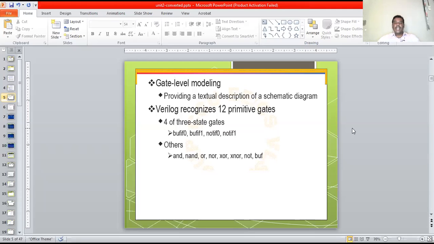Generally, how many primitive gates does Verilog recognize here? It recognizes 12 primitive gates. Okay, students, this is one of the 2-mark questions asked in university examinations: how many primitive gates can be recognized? It has 12 primitive gates, and the next question is to list those primitive gates in our Verilog language.